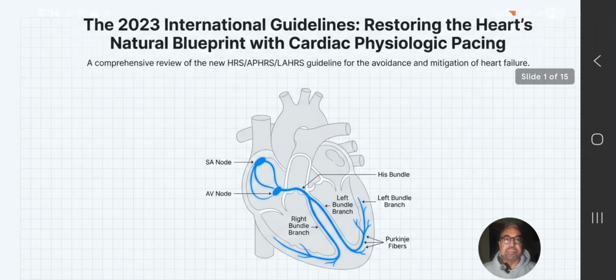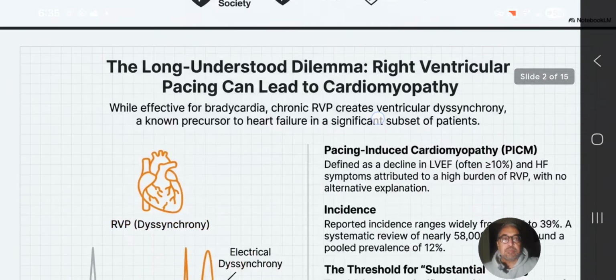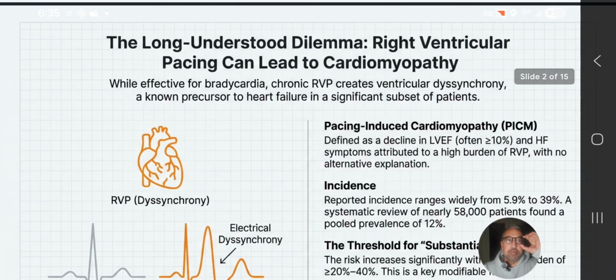Now we're going to discuss pacing, and we'd also include concepts of conduction system pacing, biventricular pacing, CRT, and right-sided pacing. Now, animal models have been created for heart failure wherein constant pacing causes cardiomyopathy.